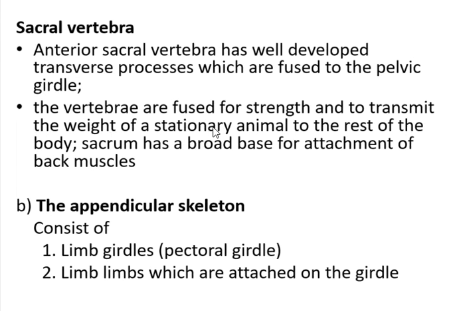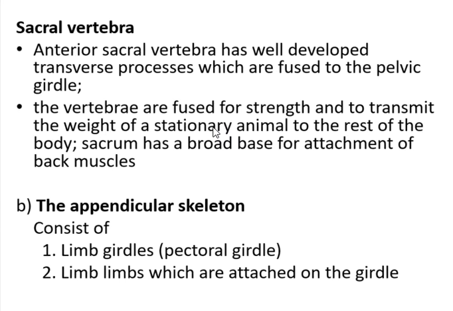Hello guys, welcome to the second part of the video, in which we want to talk about the appendicular skeleton. The appendicular skeleton consists of the limb girdles. Previously we talked about the axial skeleton, and now we want to look at the appendicular skeleton, and it consists of the limb girdles, and the limb girdles are two. We have the pectoral girdle and the pelvic girdle.